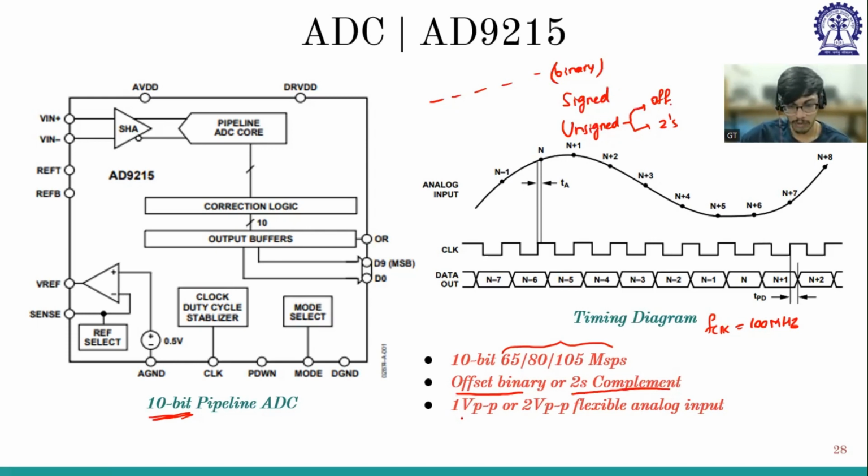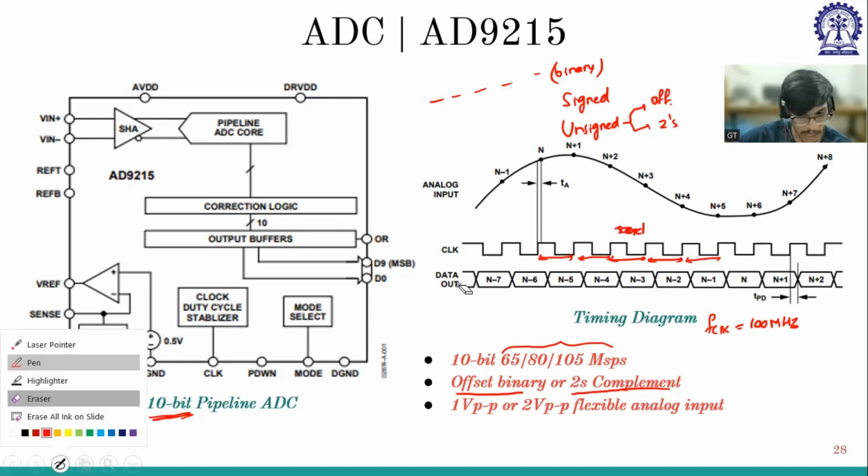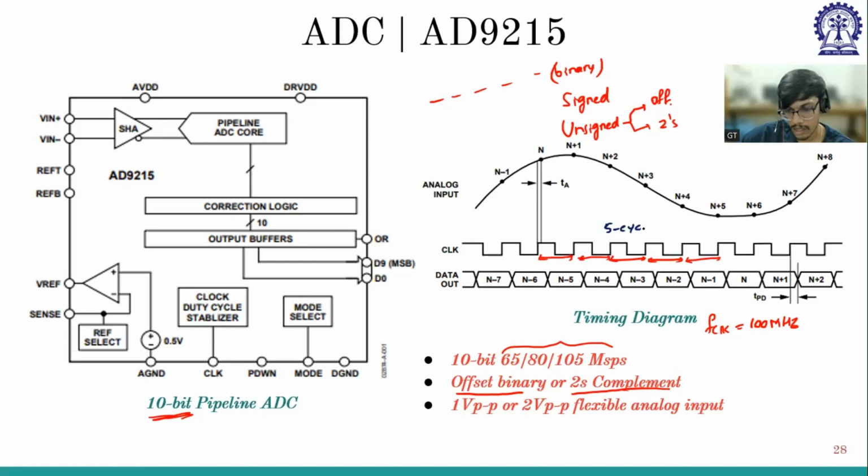So the analog input is 1 volt peak to peak or 2 volt peak to peak, and how many cycles? Here we are taking the sample, right? So 1 cycle, 2 cycle, 3 cycle, 4 cycle, almost 5 cycle. So there is almost a 5 cycle delay. This is the delay that we can expect. If you sample at this point, depending upon the frequency that you are giving, it will take 5 clock cycles. So 5 T ADC.